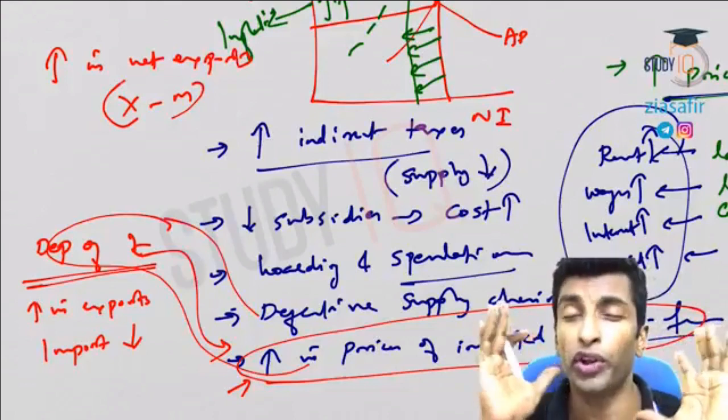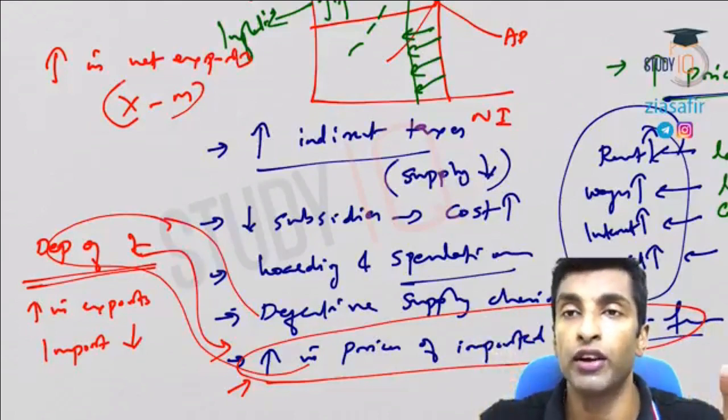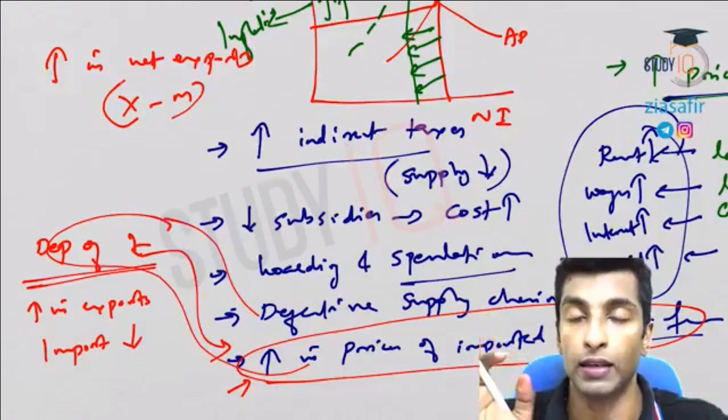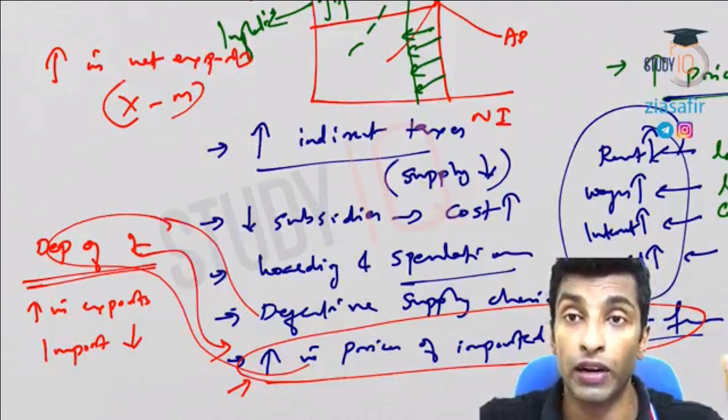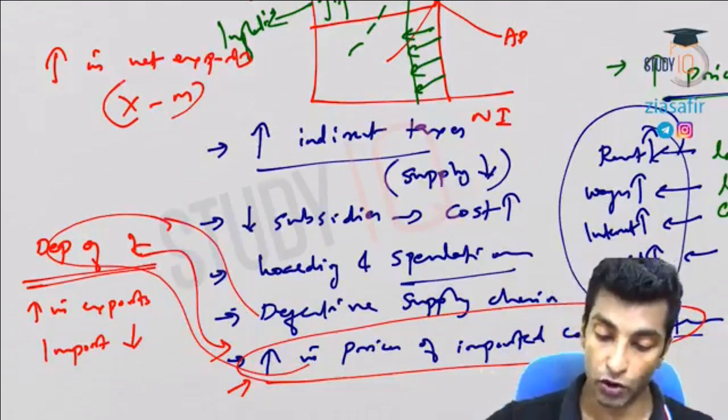Okay, so what you need to check here, you just need to check whether it will affect cost of production or reduction in supply. Just like in the demand pull case, you are checking whether it will affect money supply or increase in demand. Okay, so I hope this is clear.